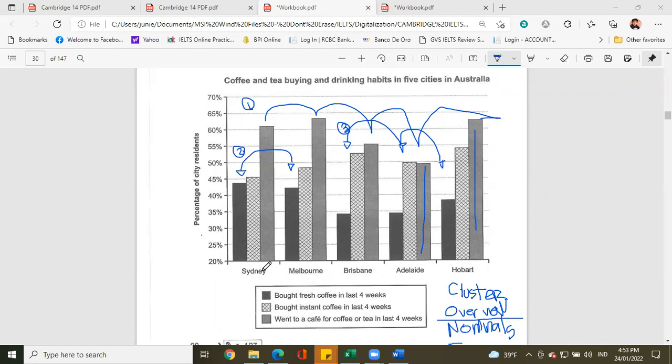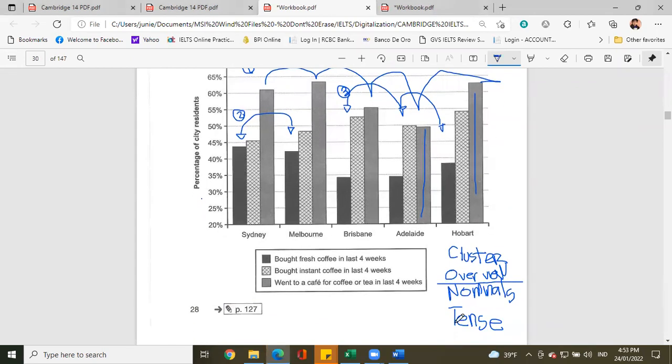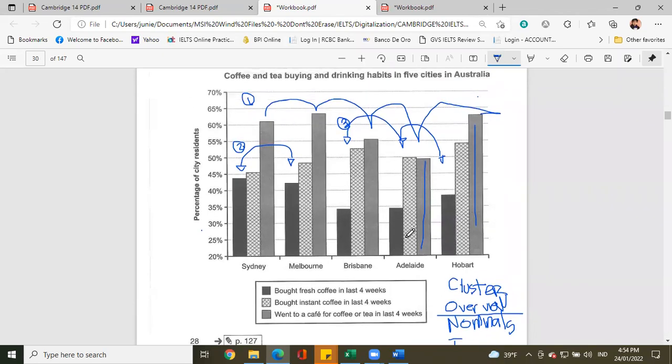Okay. Those are nouns, nominals. Coffee and tea, these are all nouns. Buying and drinking habits, there, Australia. And then the tense. So let's not get the tense wrong. Every verb has a tense. I mean, every sentence has a tense. Every sentence is a verb, and every verb has a tense. So if you get the tensing wrong, you're just gonna kill the essay.